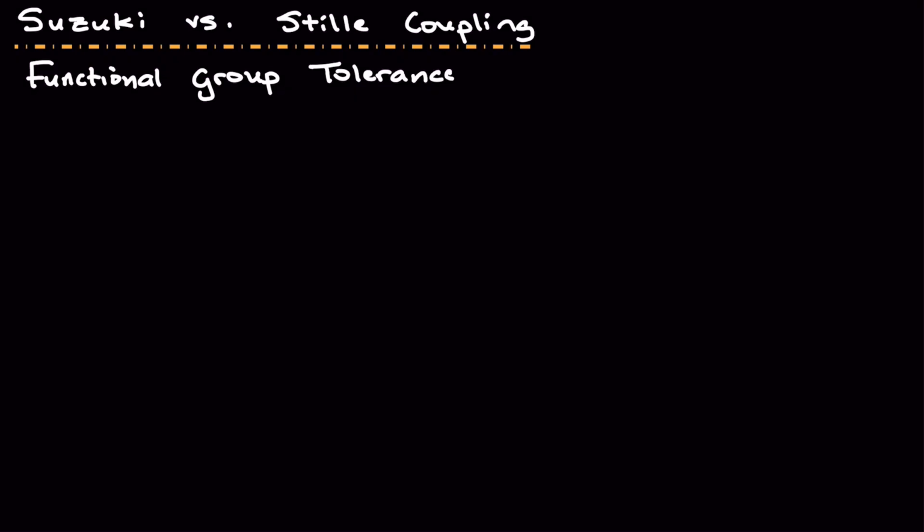So at this point, you might be wondering, why should we ever use Stille coupling when Suzuki is just really good at a lot of things? But in modern chemical synthesis, you see Stille coupling still being used pretty much across the board. You also see Suzuki coupling still being used in chemical synthesis in modern day. And so there must be a reason why Stille coupling is still good. So the last thing we're going to talk about is functional group tolerance.